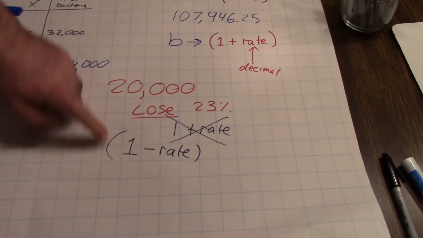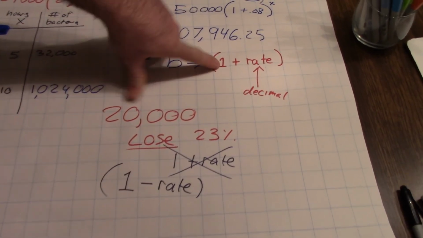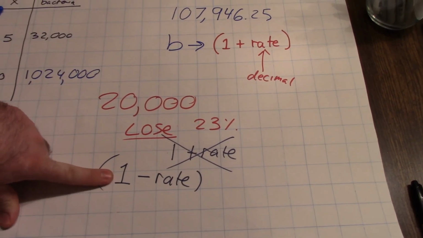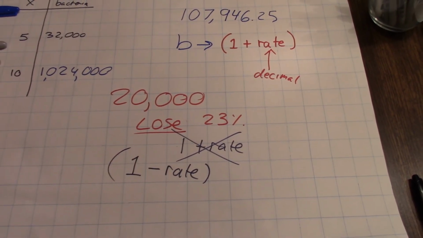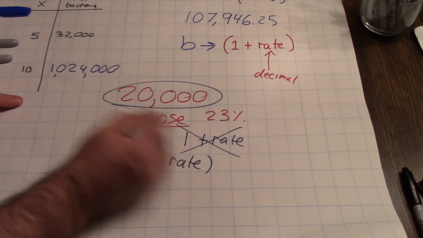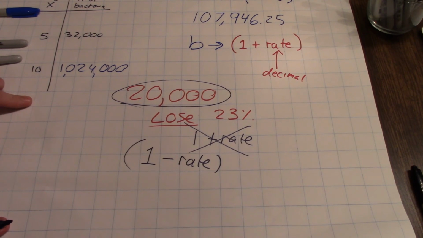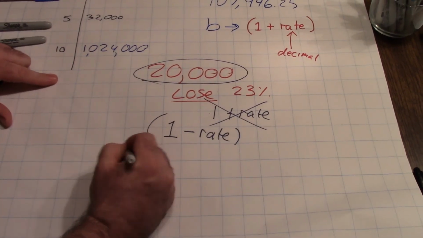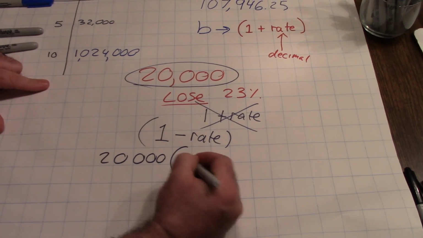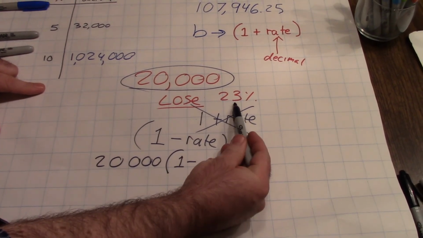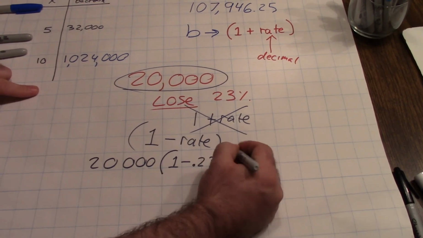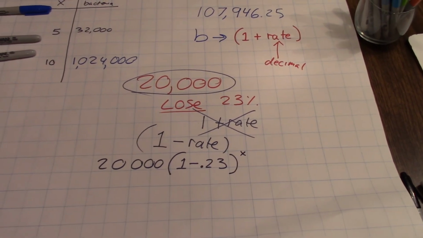Remember what we had before: the original amount plus the increase. So now we have the original amount minus the decrease. It's going down that much. So when I set it up, I've got 20,000 as my starting value, times 1 minus 23 as a percentage, which is 0.23, to the x power.